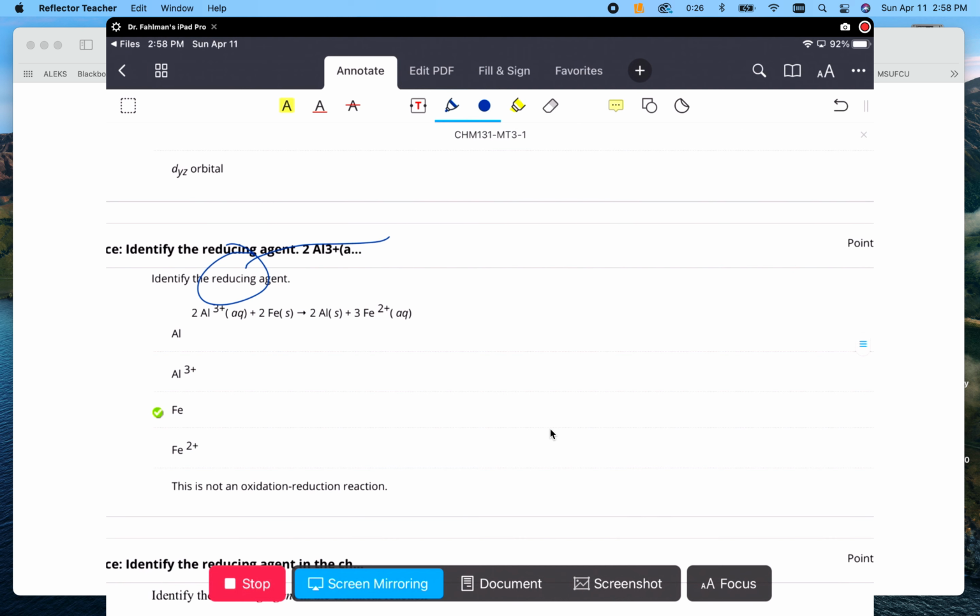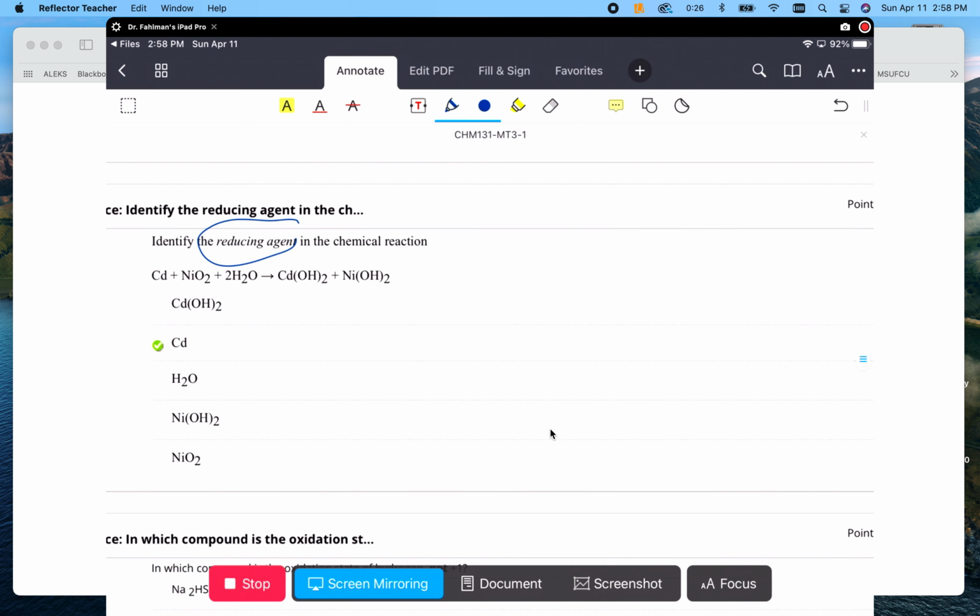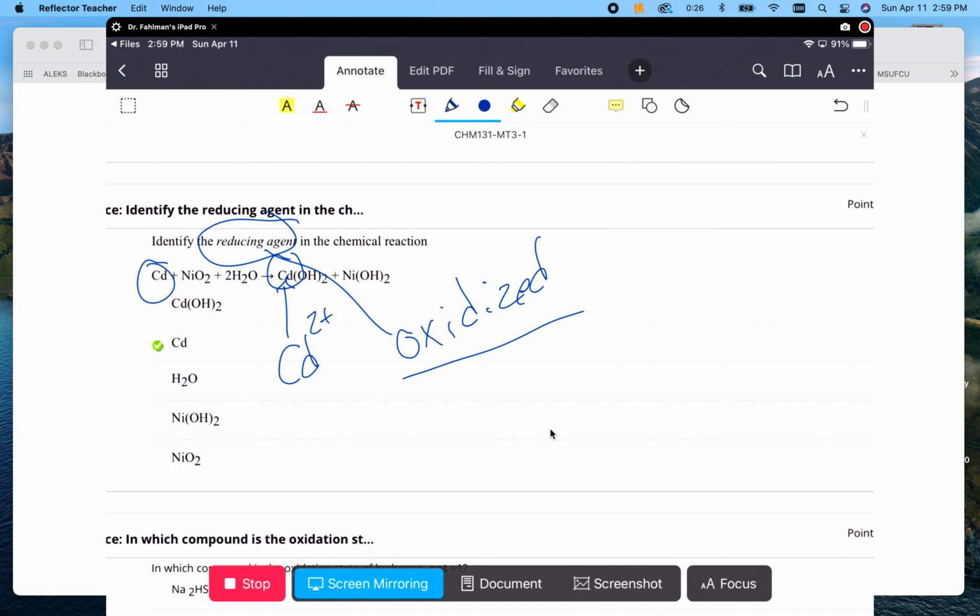Reducing agent means the species that is being oxidized, right? So iron goes to iron 2 plus, so that means iron is the reducing agent. The reducing agent is the one that's being oxidized again. And so it'll be cadmium going to cadmium 2 plus. Okay, so it's being oxidized, so cadmium is a reducing agent.